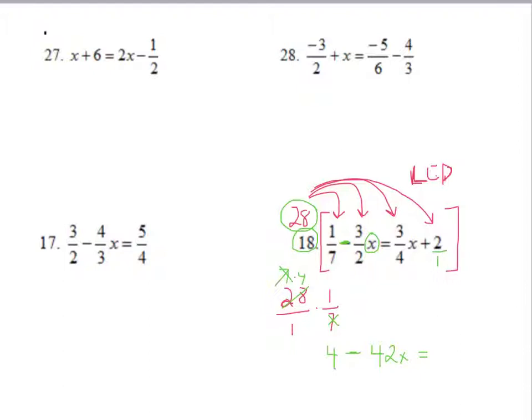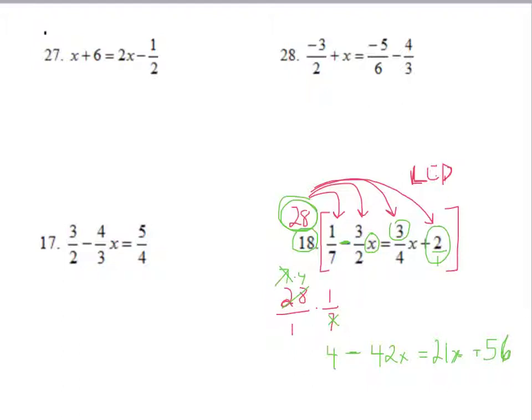Again, mental math. Can you take 28 times 3/4? Well, let's start with 28 divided by 4, which is 7, and then we're going to multiply 7 by the numerator of 3. 7 times 3 is 21x plus 28 times our last number 2, 2 over 1. 28 times 2 is 56.